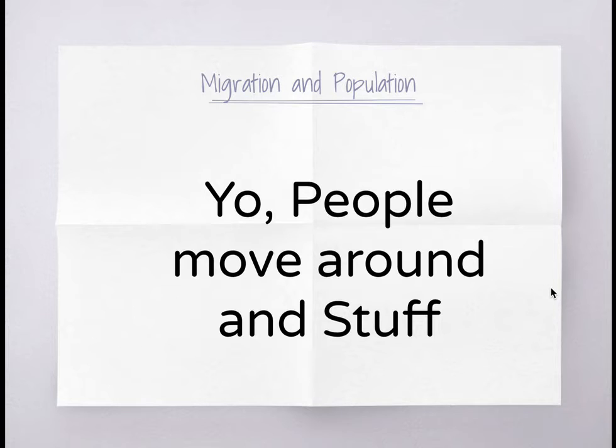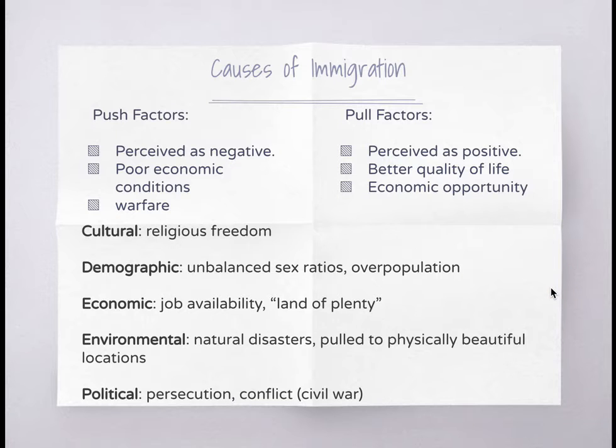All right, migration and population, also titled, Yo, People Move Around and Stuff. So some causes of migration. One, we got push factors. Two, we got pull factors. Push factors are usually negative: poor economic conditions, warfare, droughts, famine, pestilence, the four horsemen of the apocalypse.